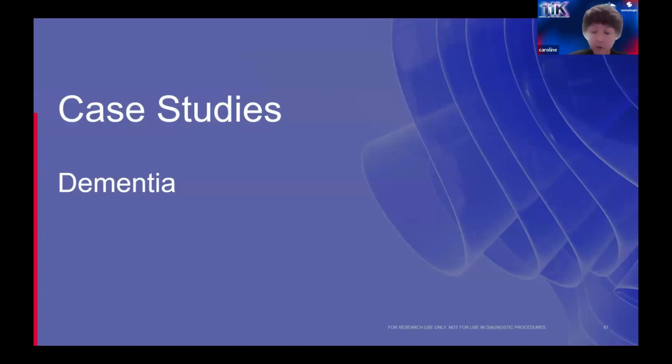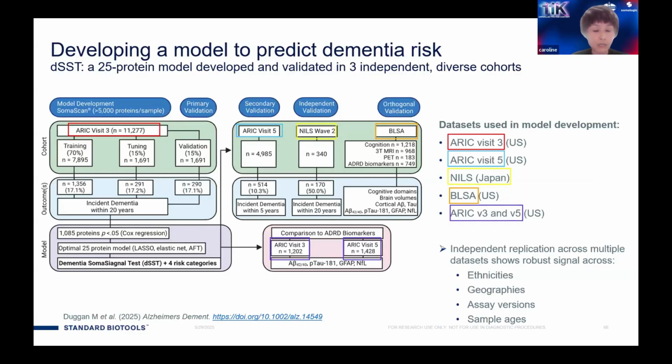So the next example is about a publication on the dementia SomaSignal test that has been published again recently, right, in 2025. The dementia SomaSignal test is a 25-protein model developed in-house at SomaLogic, where we made use of the ARIC visit 3 and visit 5 studies to build the models. The model development is based on the ARIC visit 3 data set, and then the validation is done on the ARIC visit 5 data set, as well as the BLSA data set, and then we also independently validated it in a Japanese population by working with our collaborator in Japan.